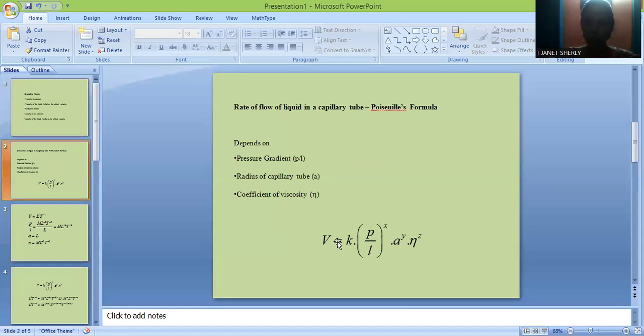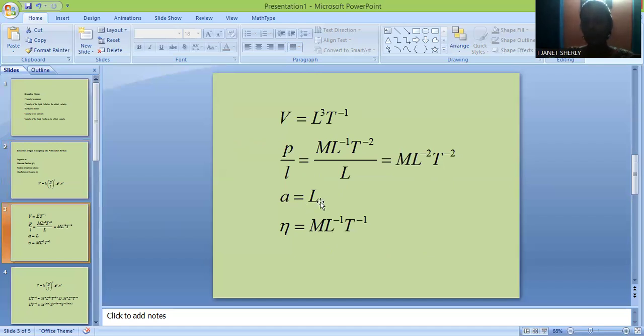So far we have given the dimensions of V and P by L. Now we need to find the dimension of A, the radius of the capillary tube, and the dimension of the coefficient of viscosity. The dimension of the radius of the capillary tube is capital L, and the dimension of the coefficient of viscosity, which we discussed in the previous class, is M L to the power minus 1 T to the power minus 1.